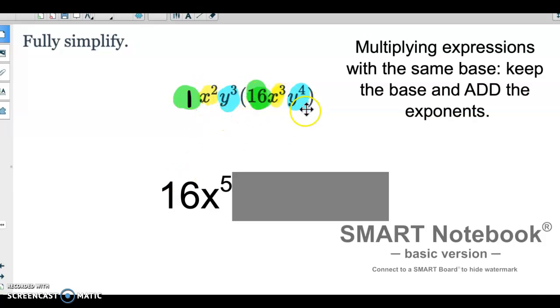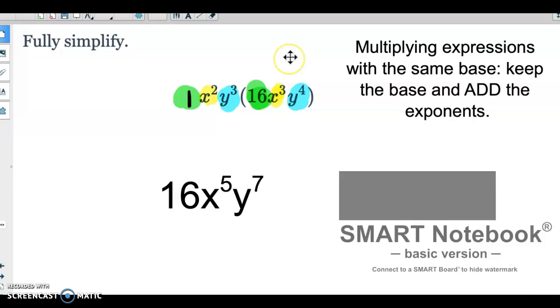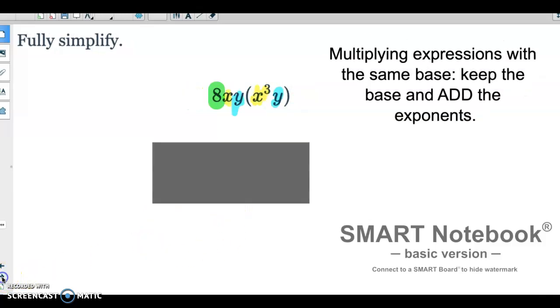Now let's look at our y's. We have a y cubed and a y to the fourth. So remember, this is y cubed times y to the fourth. So we're multiplying with the same base. You're going to keep the base, add the exponents. 4 plus 3 is 7. So if we take this expression and fully simplify it, our answer is 16x to the fifth, y to the seventh.